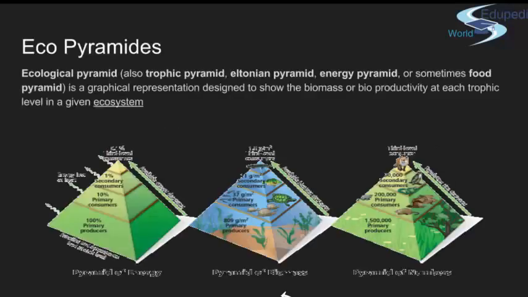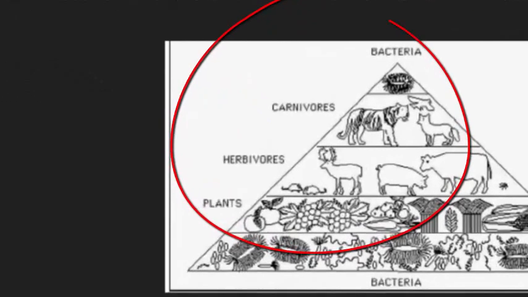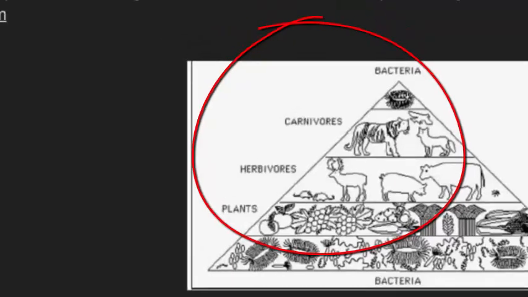So, ecological pyramids, also called trophic pyramids or food pyramids among other names, is a graphical representation designed to show the biomass or bioproductivity or energy flow at each trophic level in a given ecosystem. So this is how it looks. Ecological pyramids are basically a quantitative way to represent the relationship between organisms in a given ecosystem, and it's built up from bars which are stacked above one another.